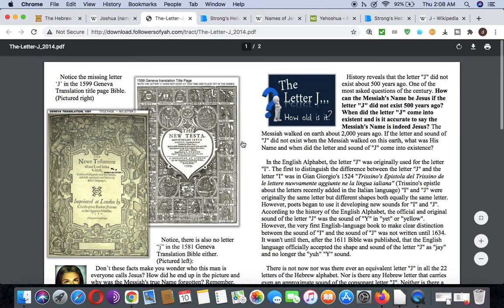And if you go over here, you see the English alphabet, the letter J here, originally used. Okay, the first time it was used was in 1524. Right? So again, it wasn't in the first King James, because the first King James came out in 1611. Right? And at that time, it still wasn't in it. So this is what I'm going to do here.